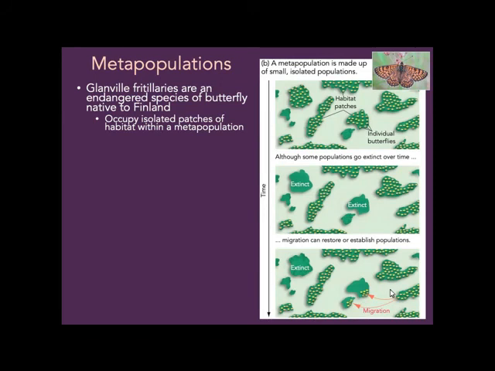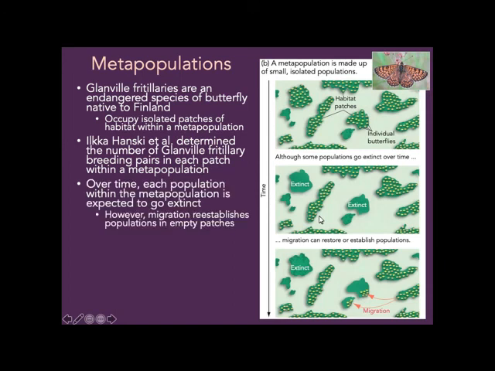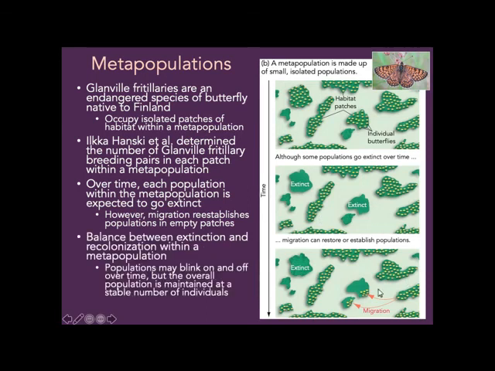All right, I told you I was going to talk about metapopulations, right? So a metapopulation is a larger population made up of small isolated populations. So you can see here, we have lots of isolated populations in the larger population. And the Glanville fritillary is an endangered species of butterfly found in Finland. They tend to occupy patches of habitat within a metapopulation. So Ilkka Hanski and others determined the number of Glanville fritillary breeding pairs in each patch within a metapopulation. And over time, each population within the metapopulation will eventually go extinct, but then it'll become recolonized by other groups. So individual patches might blink on and off over time, but overall you end up with a stable number of individuals, provided that you don't do things like take these empty patches and make them into an apartment building or something like that.